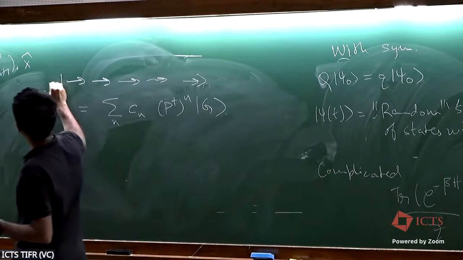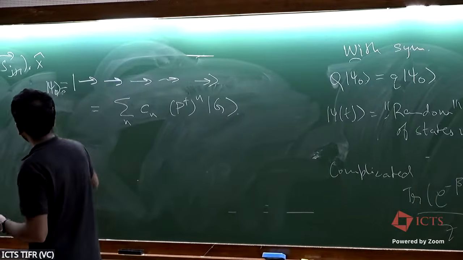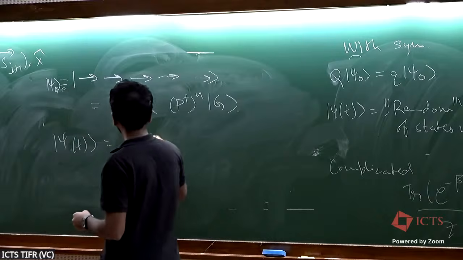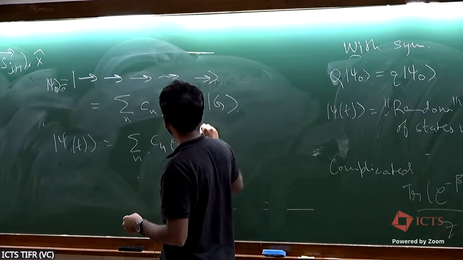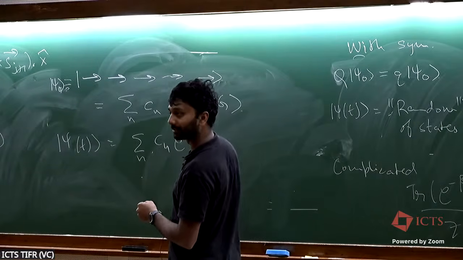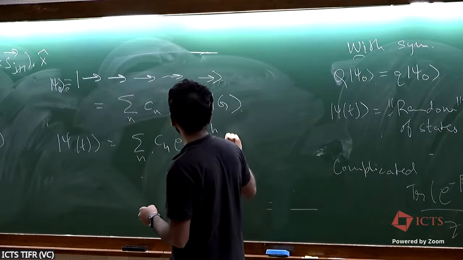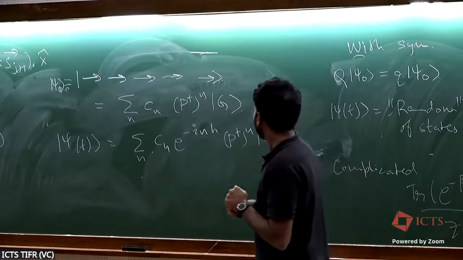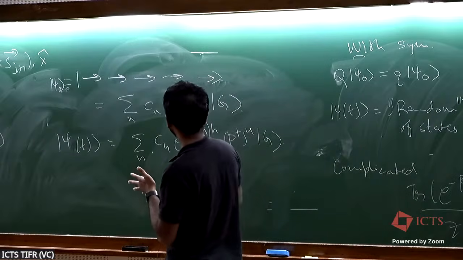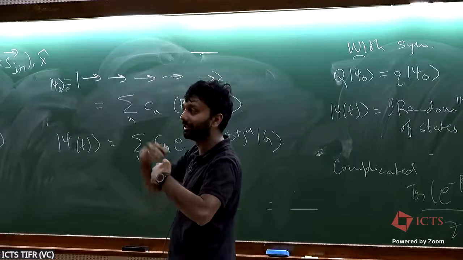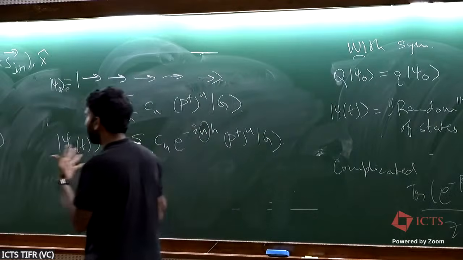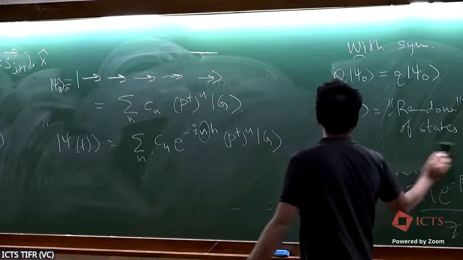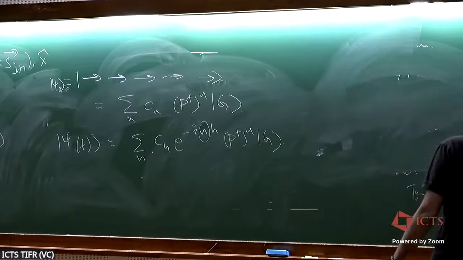And so if this is my initial state, the time evolution of this initial state, psi of t, is basically just given by e to the minus i times the energy of this set of states. So you would get n times h, p dagger n acting on g. Because this is an easy kind of time evolution, these states are all equally spaced in the spectrum. So the time evolution is really like some harmonic oscillator.